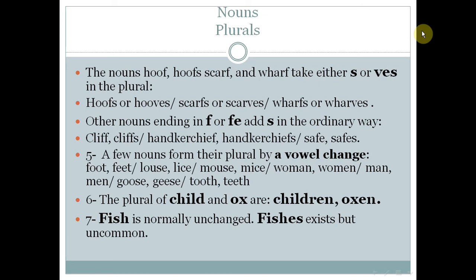Number 6, the plural of child and ox are children and oxen. So we add R-E-N to child: one child, but two children, three children. An ox, one ox, two oxen, we add en to form the plural. Fish is normally unchanged. Fishes exists but is uncommon.